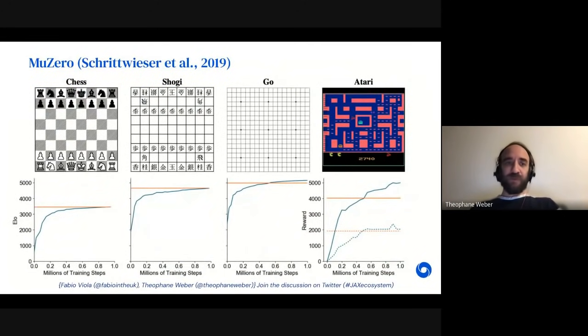And the particular algorithm that we investigate and replicate is MuZero, which is an extension of AlphaZero, which learns a model of the environment. It's a paper from last year, which obtains a state-of-the-art result on a variety of games, such as chess, shogi, Go, or Atari, and again, has a learned neural network model of the environment.